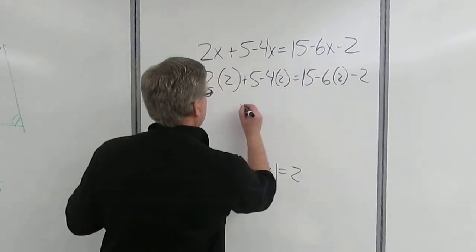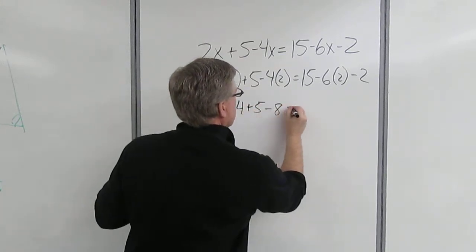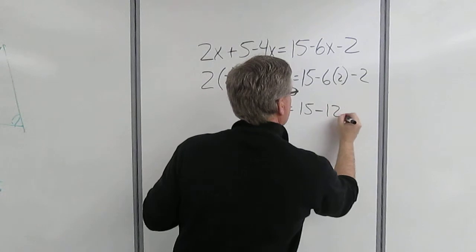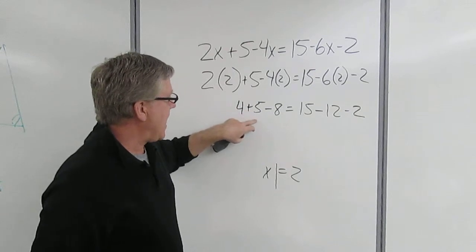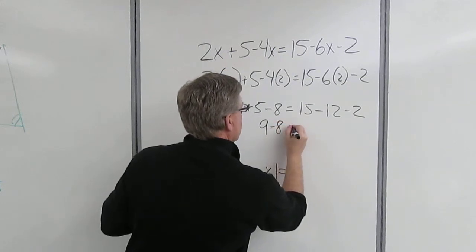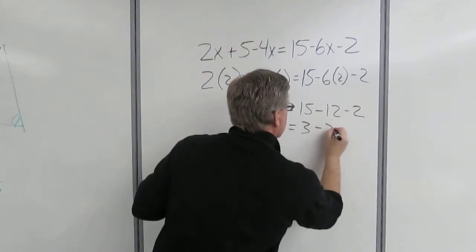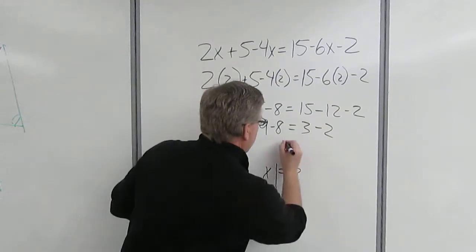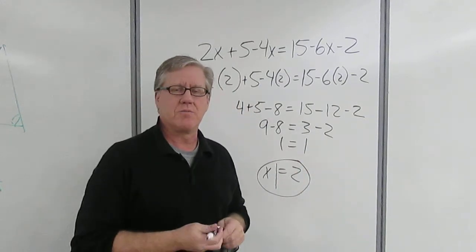Okay, so we have 4 plus 5 minus 8 equals 15 minus 6 times 2 is 12 minus 2. Okay, let's just figure it out. 4 plus 5 is 9, minus 8 would be 1. Well, we'll just go like this. 9 minus 8 equals 15 minus 12 would be 3 minus 2. So we ended up with 1 equals 1. So we know that we solved the original equation properly.